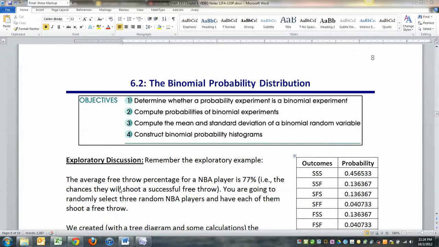As promised, it is time for the infamous binomial probability distribution. This is a big deal. This is a big probability distribution. It's going to solve some problems for us and create some others. So let's remind ourselves what kind of problem this is going to solve.